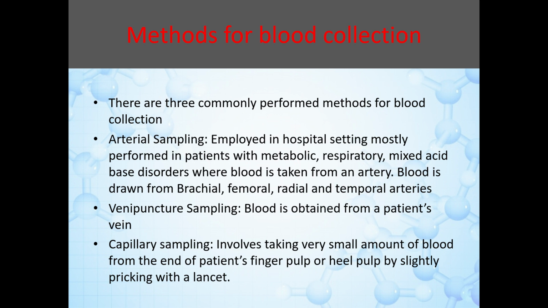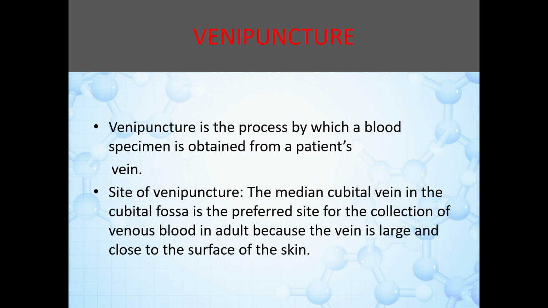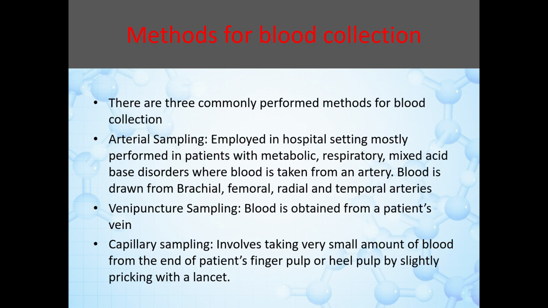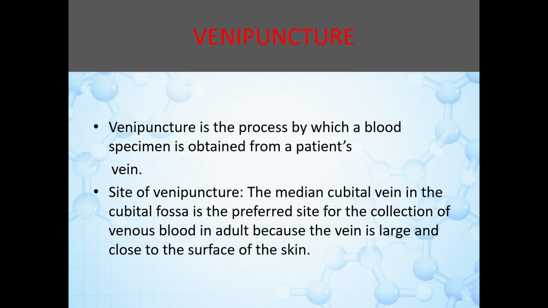Now, venipuncture sampling. Venipuncture is very commonly done. It's commonly done for most of the diseases. Blood is obtained from a patient's vein. And capillary sampling involves taking a very small amount of blood from the end of the patient's finger pulp or heel pulp by slightly pricking it with a lancet. Now, venipuncture is the process by which a blood specimen is obtained from a patient's vein, like I discussed.